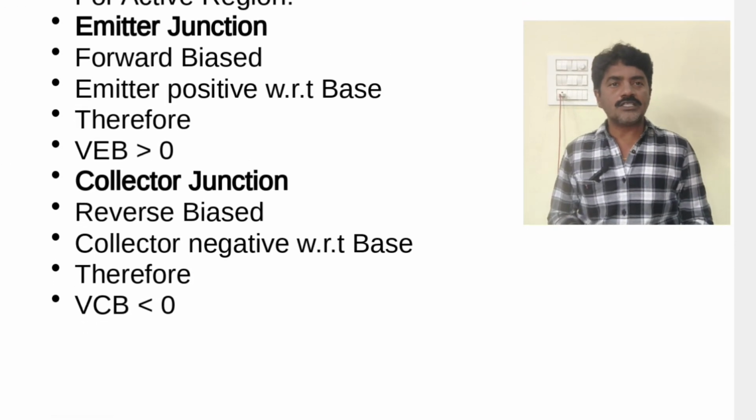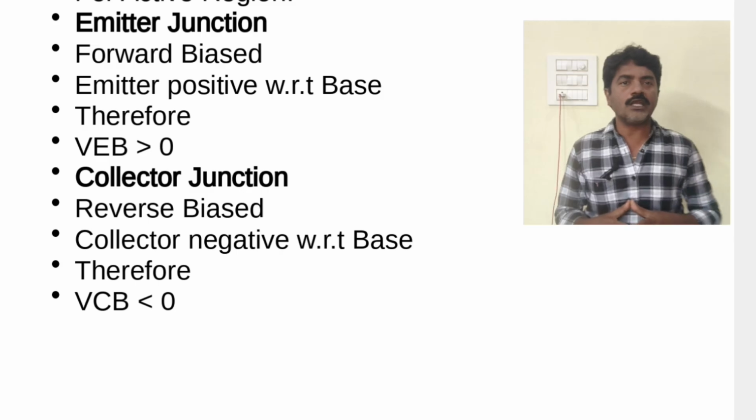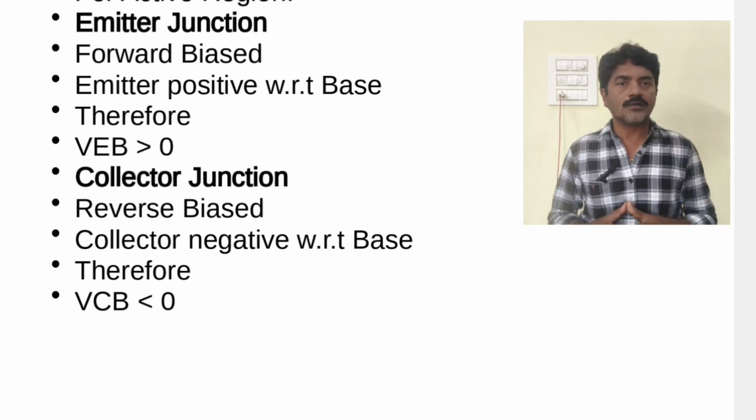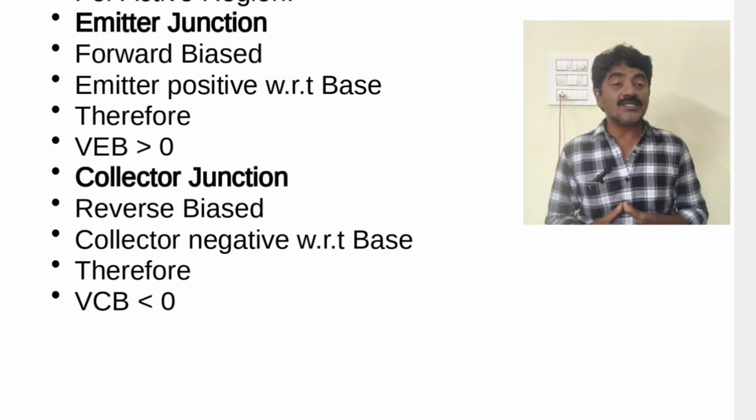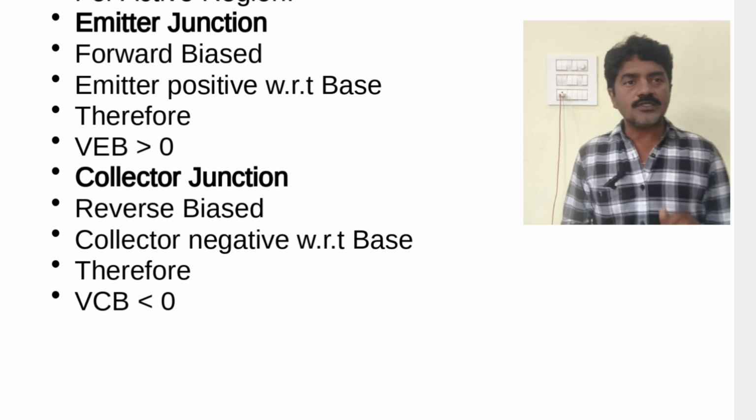Biasing conditions in CB configuration. For the active region, the emitter junction, that is emitter to base, acts as a forward bias, that is input voltage is greater than 0. The collector junction, on the output side, is connected to reverse bias. Here, reverse bias means output voltage VCB is less than 0, that is, collector is connected to the negative terminal of the supply source.